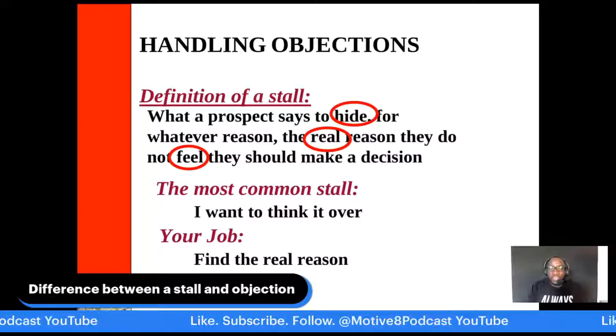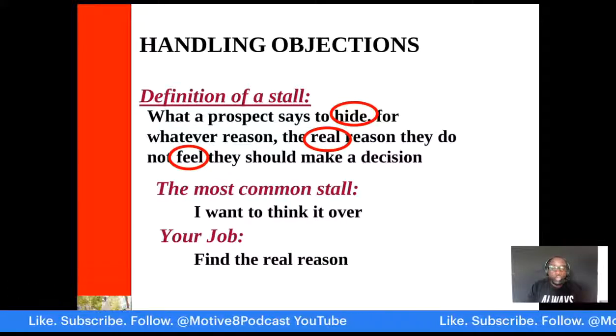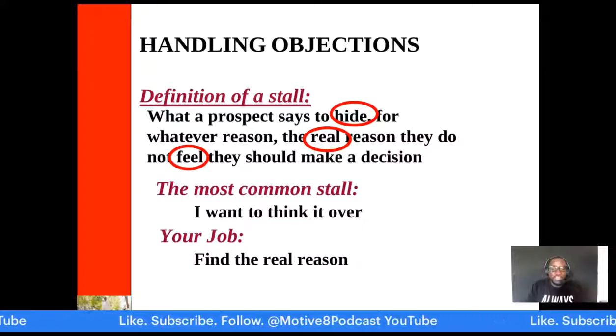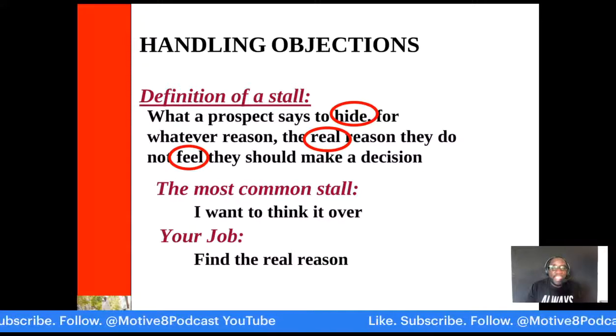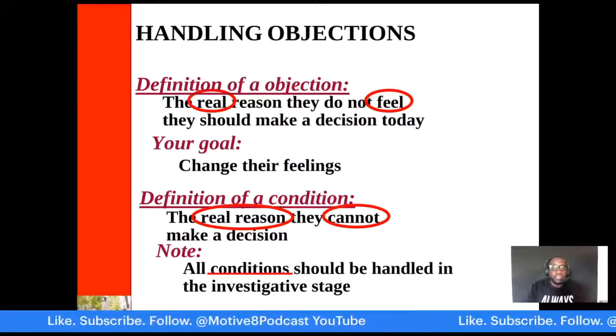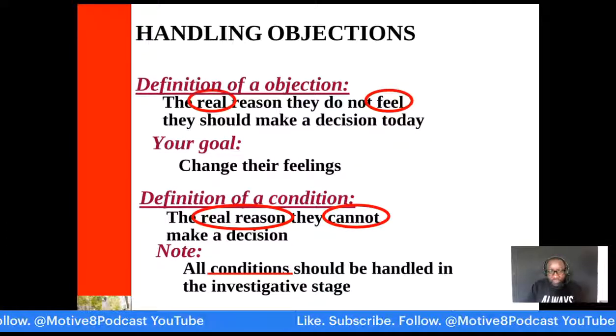I want to think it over. What's our job? Our job is to find the real reason, right? To find out the real reason they don't feel like they can move forward in the selling process.